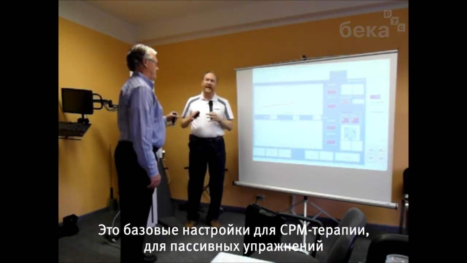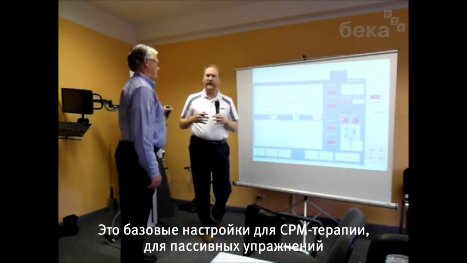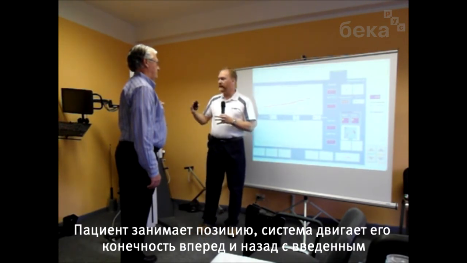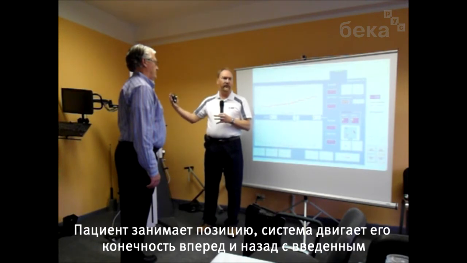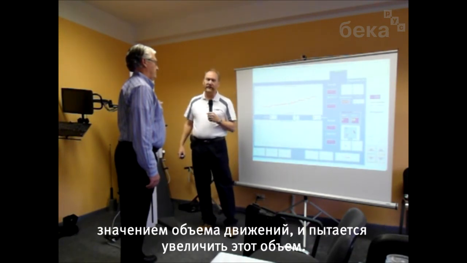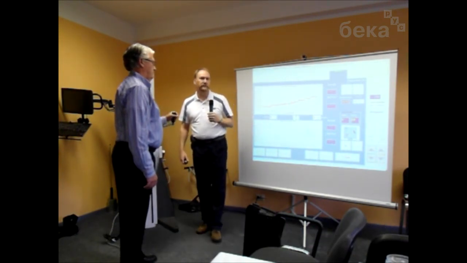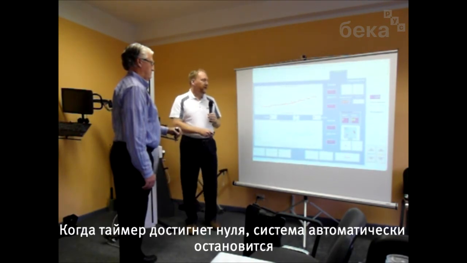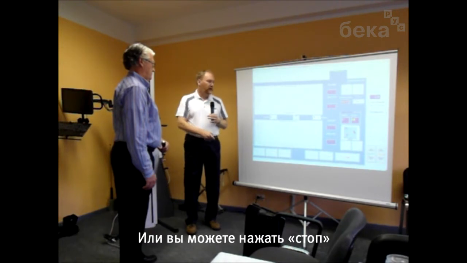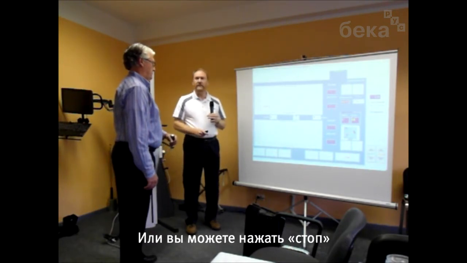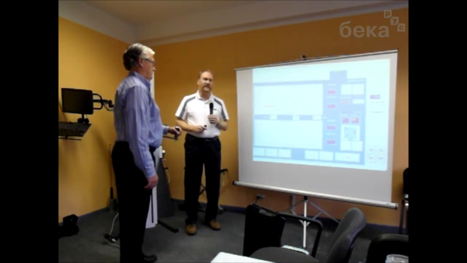So that's a basic CPM setup where it's a very passive activity. The person is in position. The machine is moving their limb back and forth through the range that you designate to try to increase range of motion. When the timer reaches 0, it will automatically stop the exercise. Or if you press the stop button, that will also terminate the exercise.